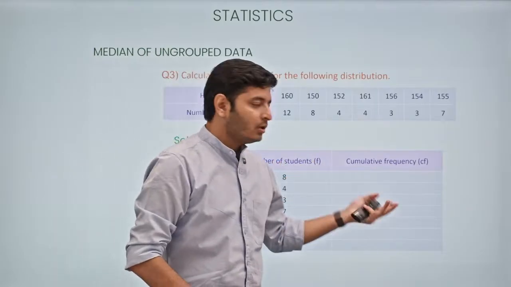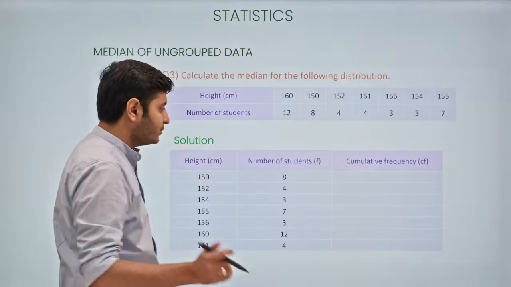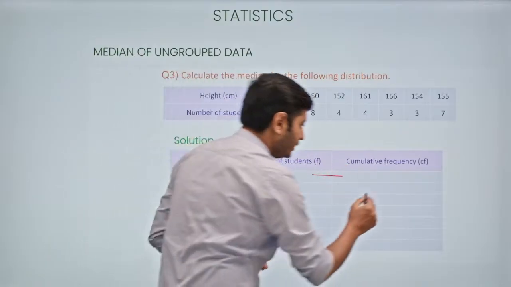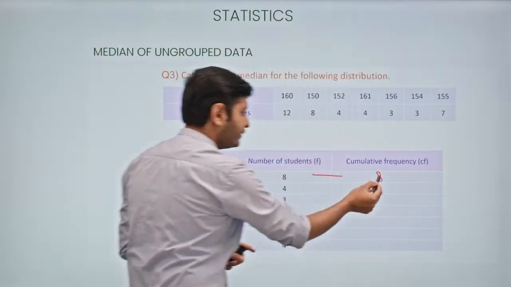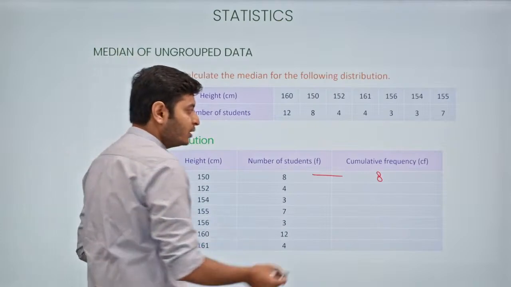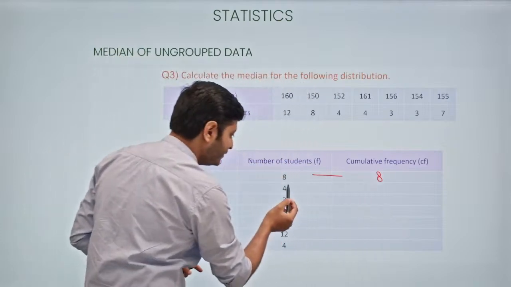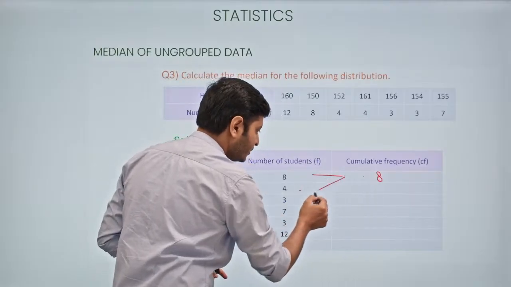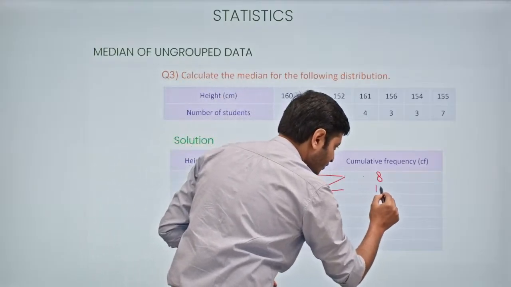The how to find is very easy. First thing first, you are gonna write the first observation as it is, 8, 8. First frequency you are gonna directly write as it is. Then you are gonna do one thing. You are gonna add this 8 with the next frequency. So 8 plus 4, so you can mark it like this, 12.